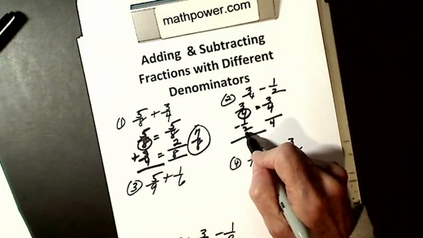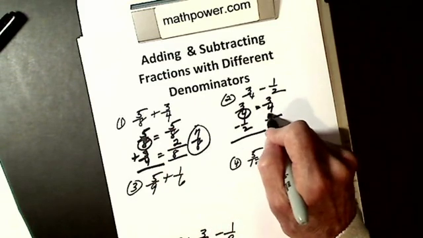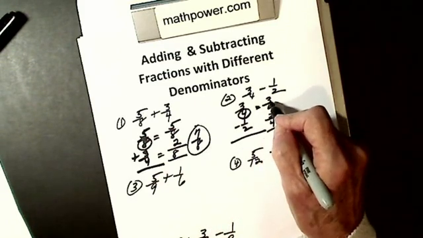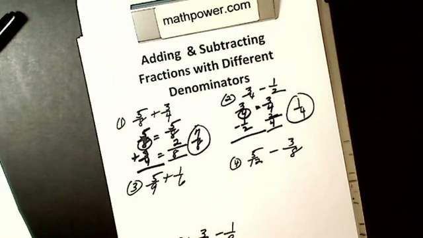So what do I multiply 2 by to get 4? 2. So I multiply 1 times 2, which is 2. I subtract them. 3/4 minus 2/4, my answer is going to be 1/4.